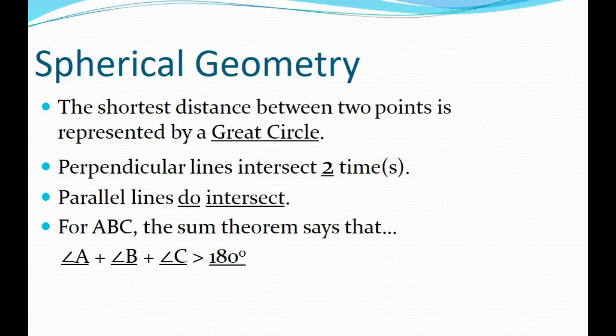All right, here's what we're going to write on the right. Spherical geometry. So this time, the shortest distance is not a line, it's a great circle. Perpendicular lines intersect twice. So that's what I was showing you on the basketball. These are perpendicular, they touch here and on the other side. Parallel lines do intersect. The example is like lines of longitude touching at the north and south pole. And on the last one, notice A plus B plus C is greater than 180.